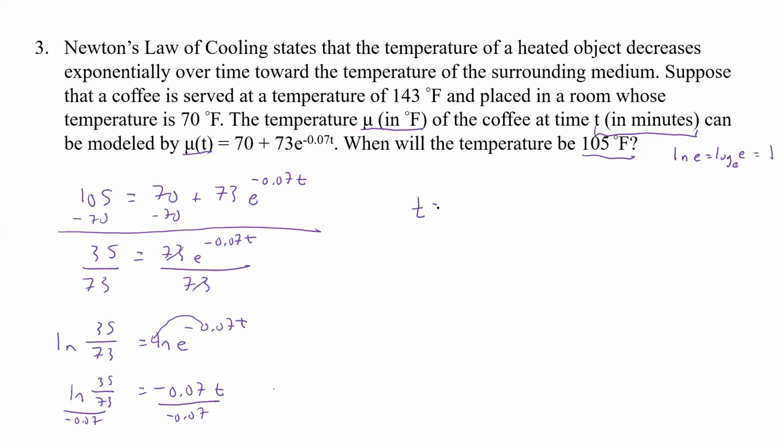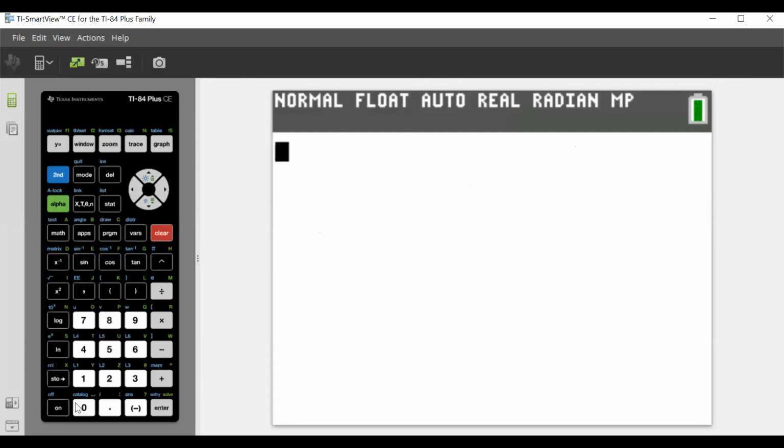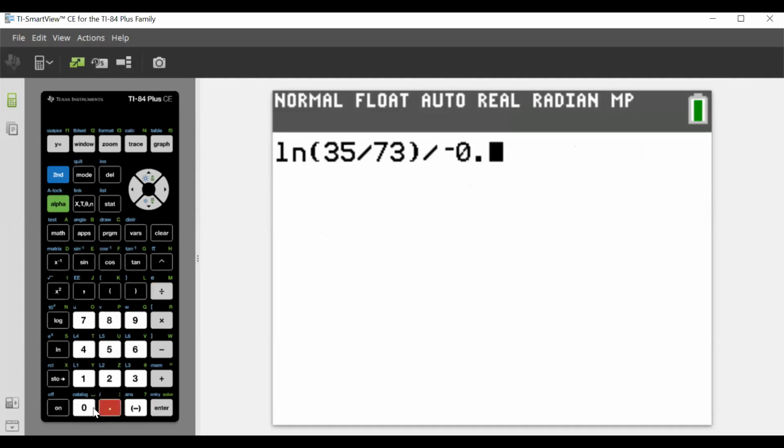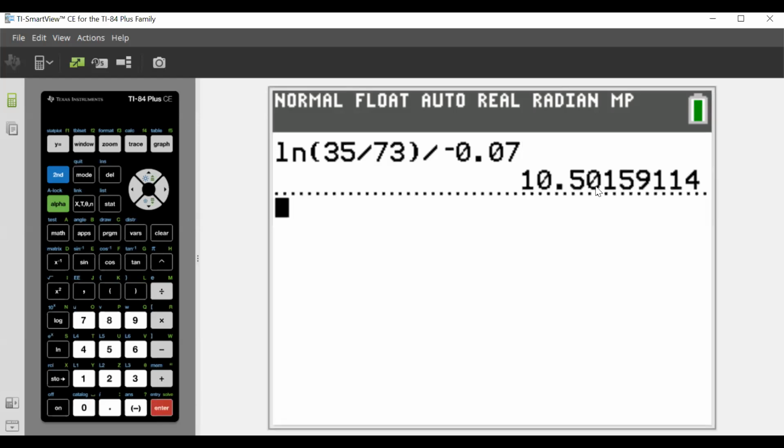And so t equals, let's write it out so I can read it here, ln of 35 over 73 divided by negative 0.07. And so now we need to plug that into our calculator. So what do we get there? So we're going to have the ln of 35 divided by 73. And notice we don't have to do any conversion factors because we have ln's. We don't have to do any base changes. And then that was divided by a negative 0.07. And so that gives us 10.50.